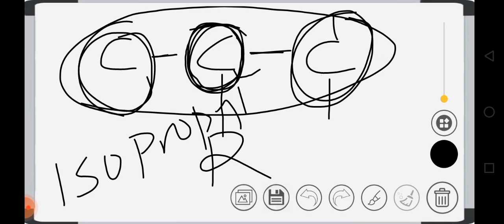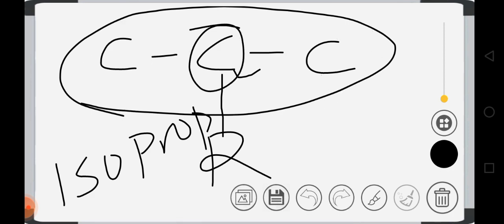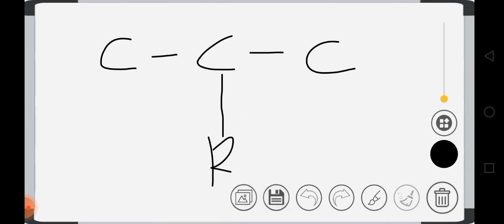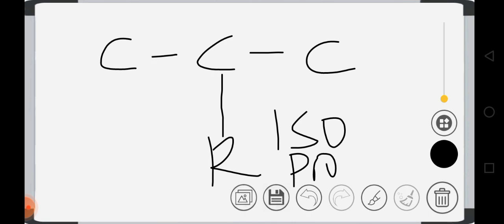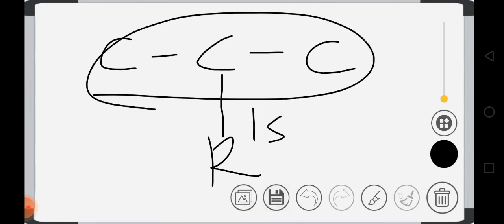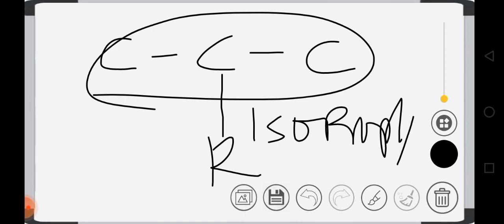So this compound is supposed to be sec since it's attached to a secondary carbon. But since there's no sec in propyl, we call it isopropyl. That's the name of this one here. It's called what? Isopropyl. So please take note of that.